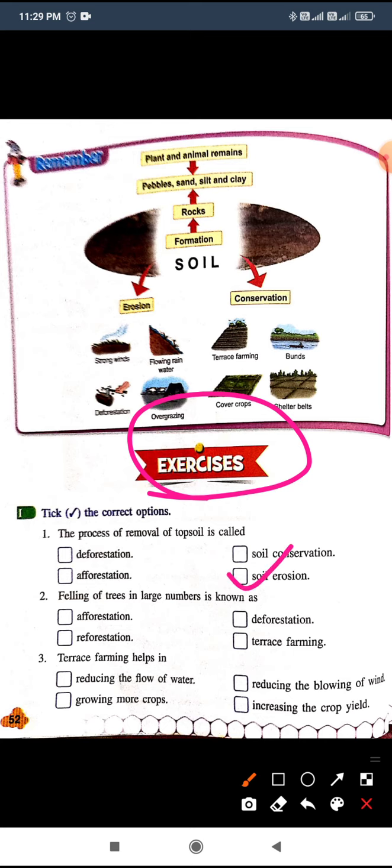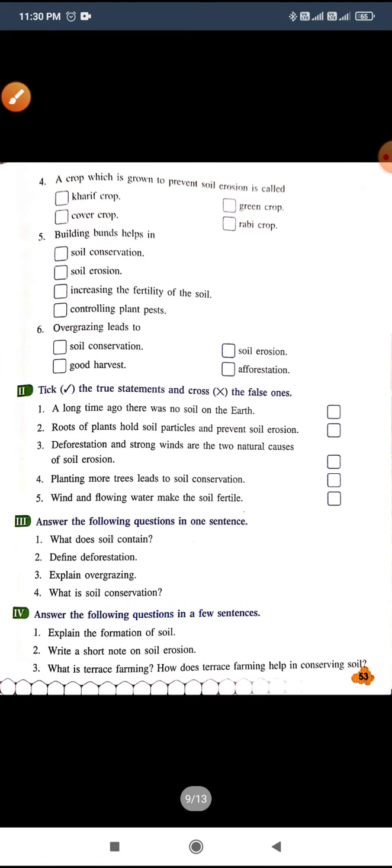Felling of trees in large numbers is known as deforestation. The next is: terrace farming helps in reducing the flow of water. Terrace farming helps in reducing the flow of water. Obviously if water will not flow, then the soil or mud will stay over there, it will also not flow with the water.